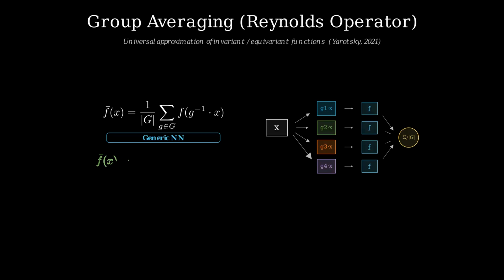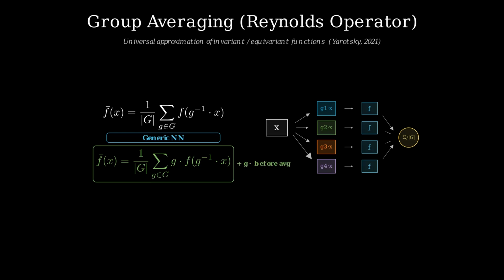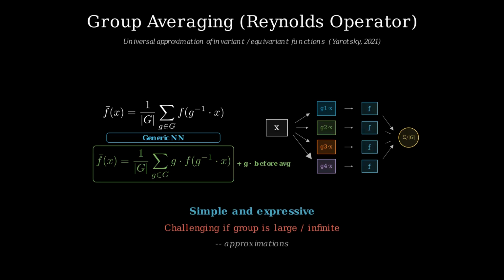For equivariance, we add one more step. After applying F, we also apply G to the output before averaging. This ensures the averaged function transforms correctly when the input transforms. Equivariance is preserved by construction. Group averaging is simple and expressive. Yarotsky 2021 shows it universally approximates any invariant or equivariant function. The catch: summing over all G is expensive. For large or infinite groups, we must resort to approximations.